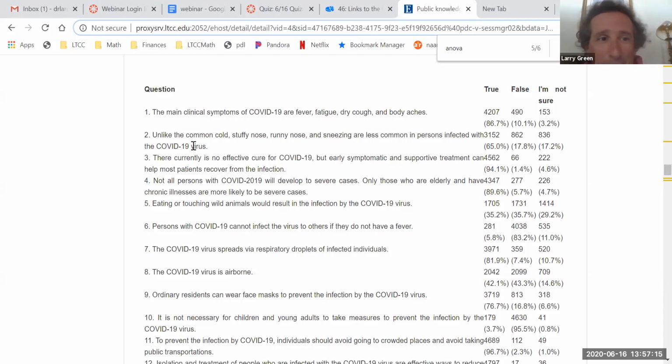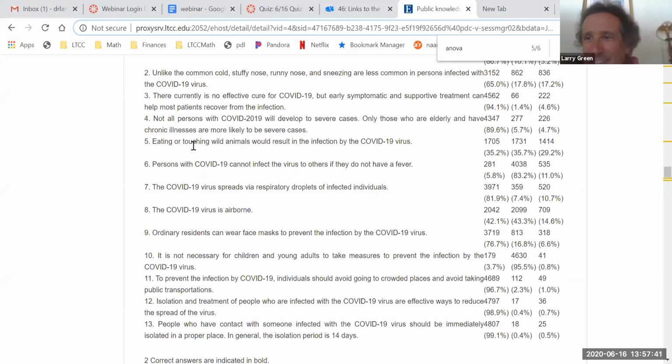They asked, for example, let's see if you all know: the main clinical symptoms of COVID-19 are fever, fatigue, dry cough, and body aches. What do you guys think, yes or no? Yes. Yeah, that's a yes. Unlike the common cold, stuffy nose, runny nose, and sneezing are less common in persons affected with COVID-19. That's a yes also. Actually, I know a lot about COVID-19 because one of my good friends is a nurse, and we talk about it and she knows.